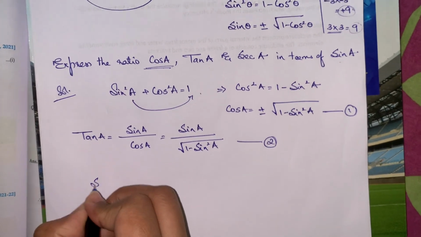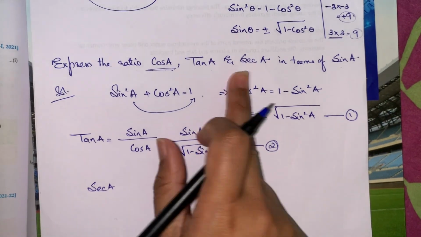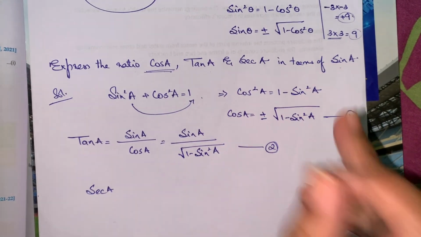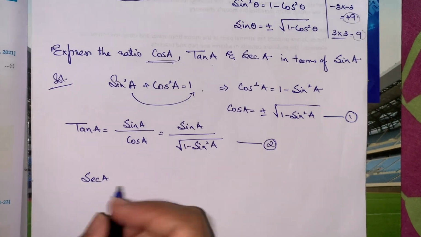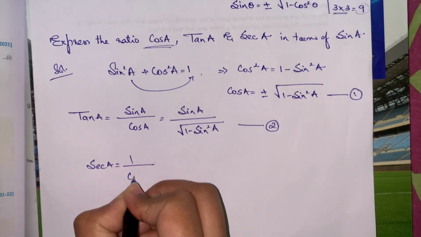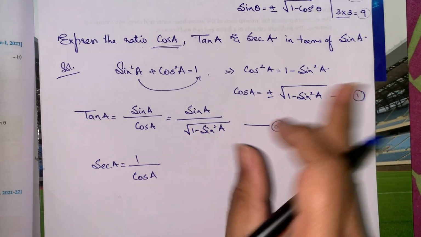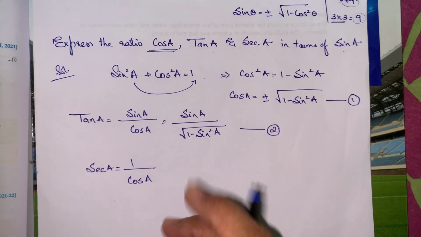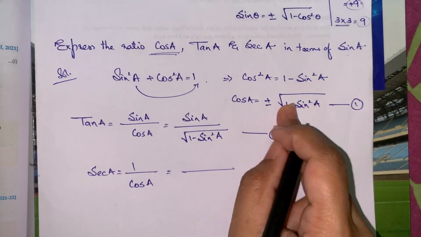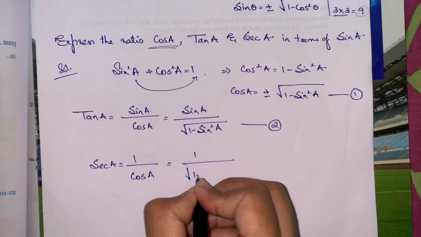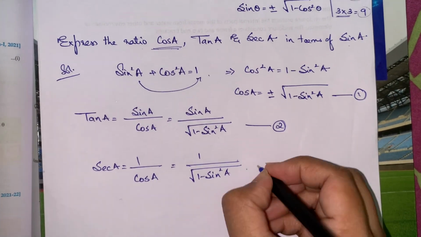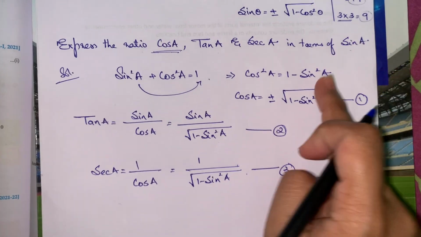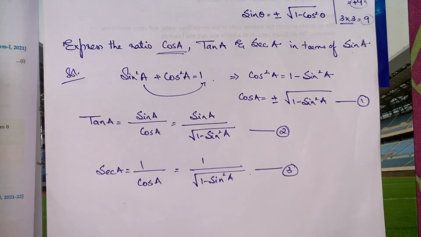Now the next is secant A. Is there any identity with secant A and sin A together? No, we don't have it. So what we are going to do is convert secant A into 1 by cos A. Because I know cos A and sin A have an identity, and also I know that cos A is this, so 1 by root of 1 minus sine square A. Simple as that. So all three things have been written in terms of sine itself.